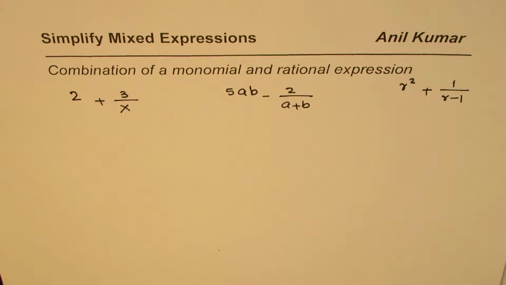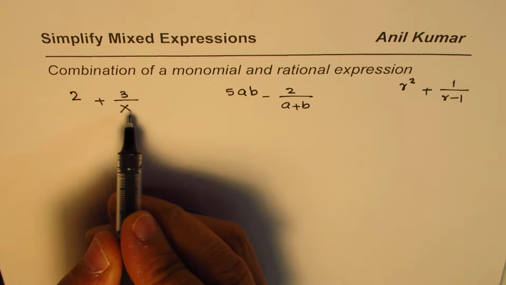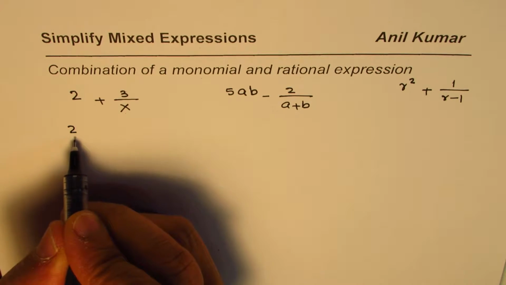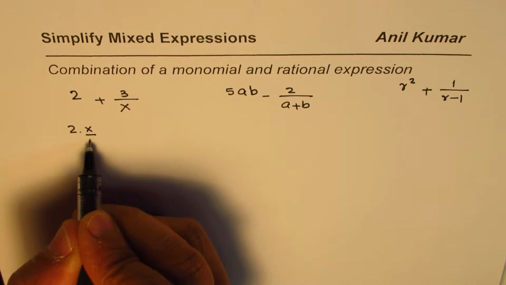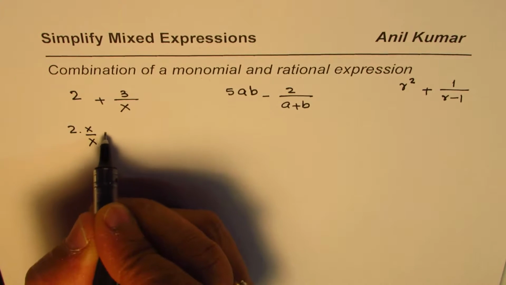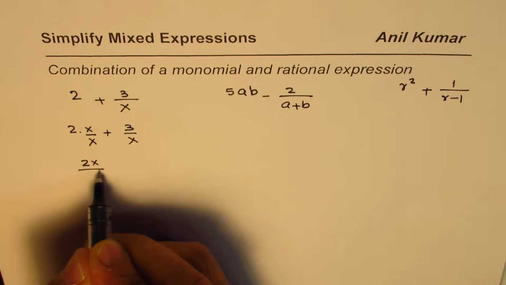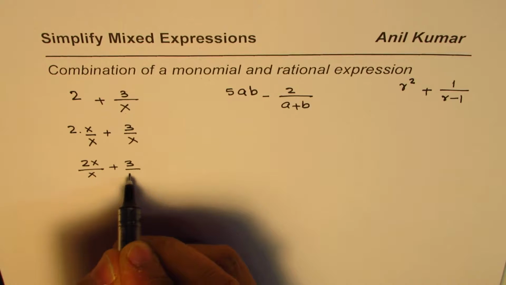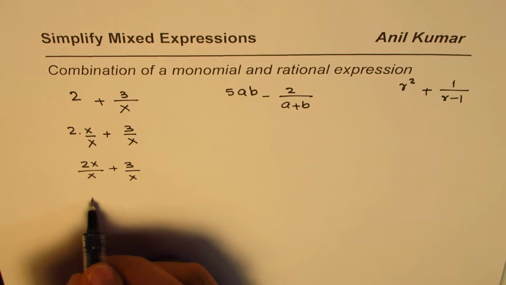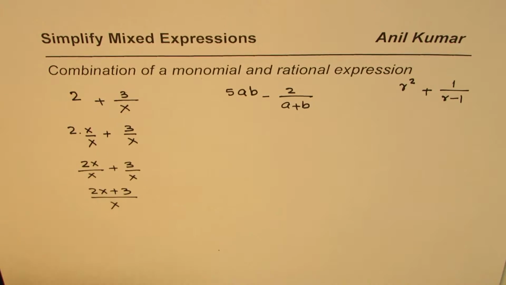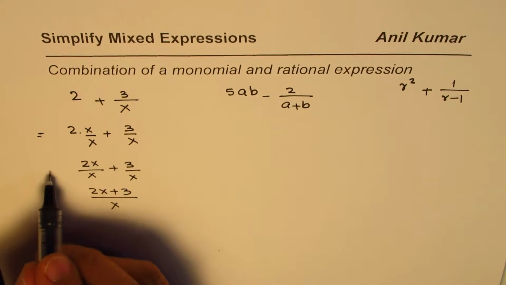Now let us see how to simplify them. We'll do them one by one. So first one, we should have a common denominator. x is the denominator. To get x, I can multiply 2 by x and also divide by x. Is it okay? So we get x as my denominator. We have plus 3 over x. And that is to say we have 2x over x plus 3 over x. And now once we have the common denominator of x, we can add the numerators. So we get 2x plus 3.